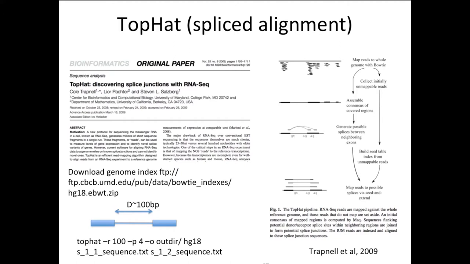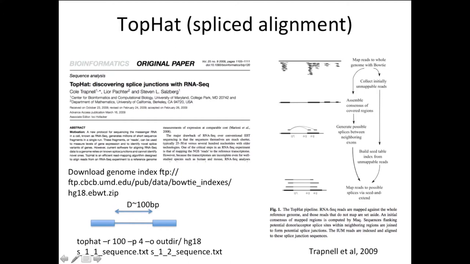Again, this is not a simple process. This is the object of a lot of research. TopHat was the first program to implement this spliced alignment process. It's still used quite a lot. We actually still use it quite a lot in my lab, but there are better programs. We talked about STAR, which is becoming a new standard when it comes to spliced alignment.